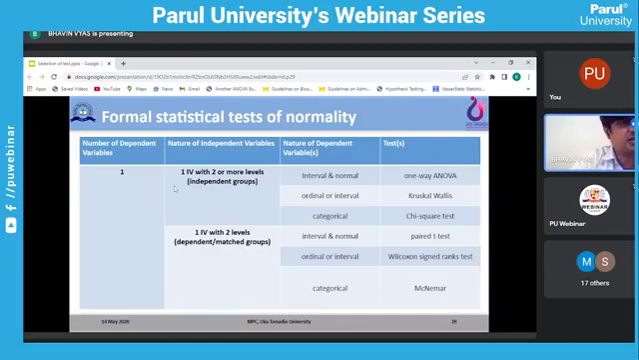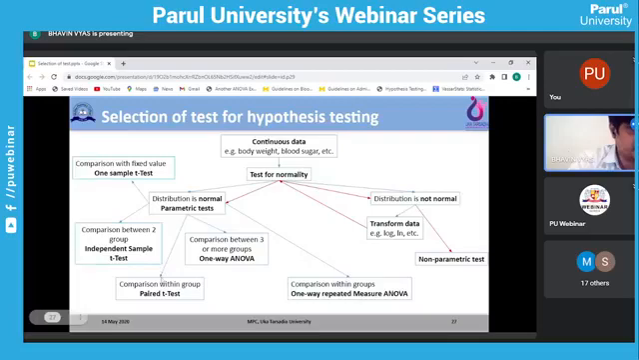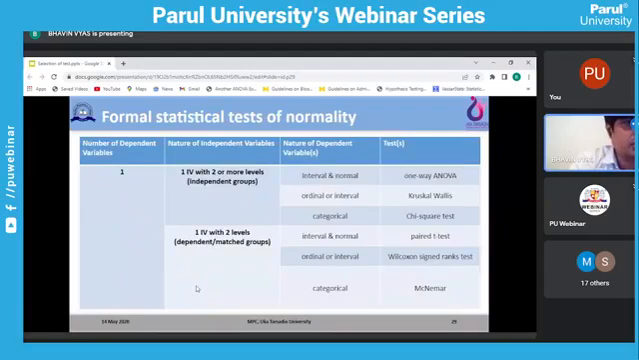Now the next condition, with one dependent variable and one independent variable with two levels which are dependent. In the previous slide, this was the dependent type. That is, one independent variable with two levels which are dependent, or matched groups. If you have measured on a continuous scale and it is normally distributed, you should select a test called paired t-test. If it is ordinal or interval, the Wilcoxon signed rank test. And if it is categorical, you can select the McNemar test.